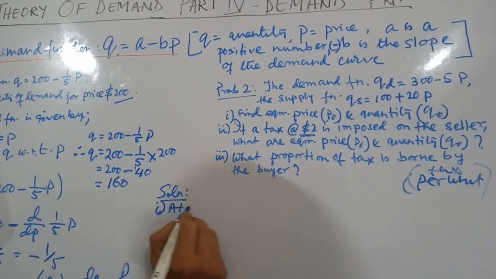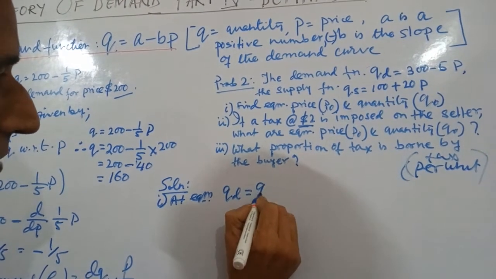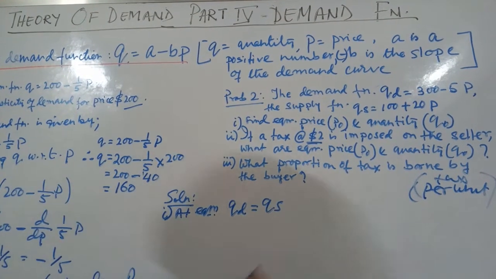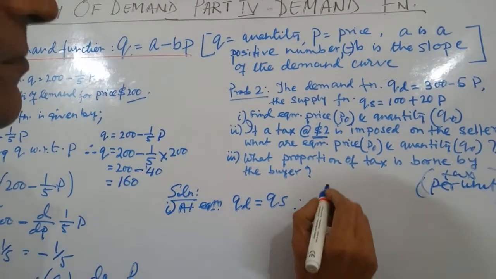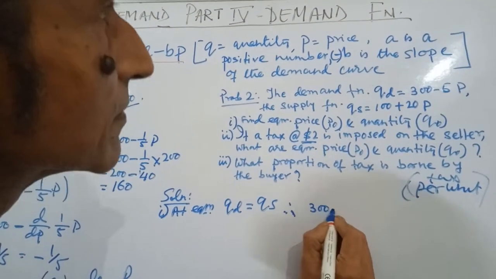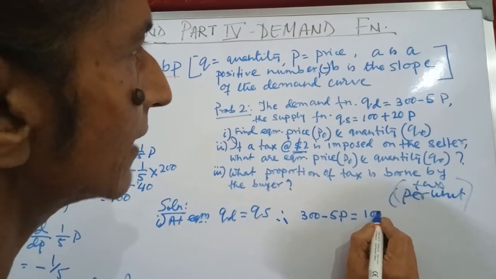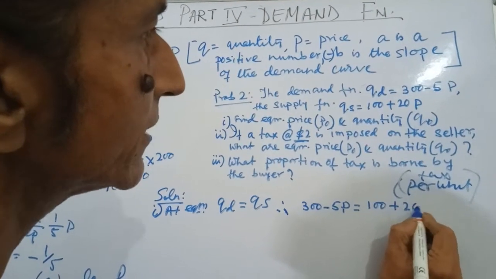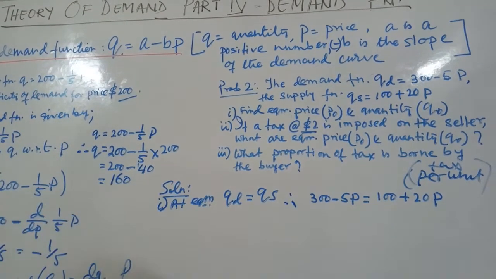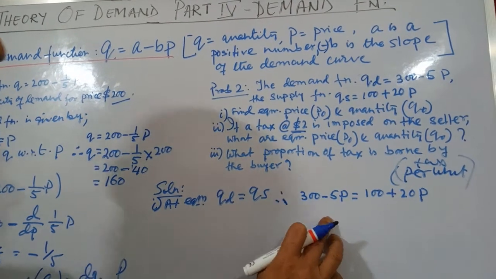We know at equilibrium QD is equal to QS. Therefore 300 minus 5P is equal to 100 plus 20P. This is demand, this is supply, and at equilibrium demand is equal to supply. So 300 minus 5P is equal to 100 plus 20P.